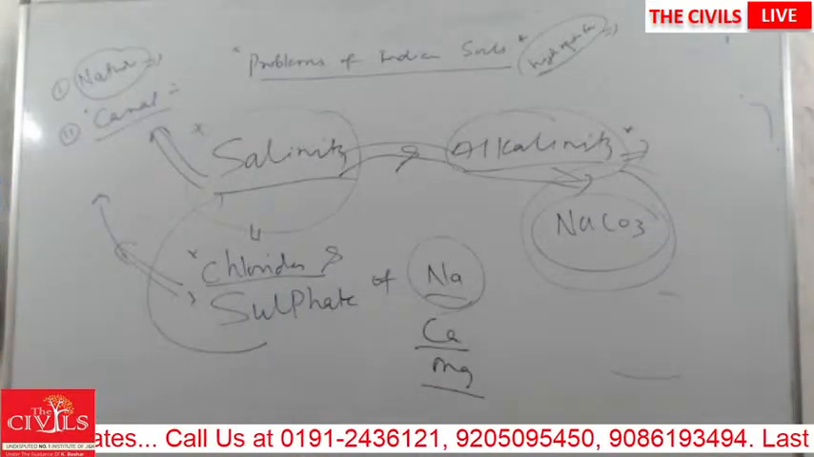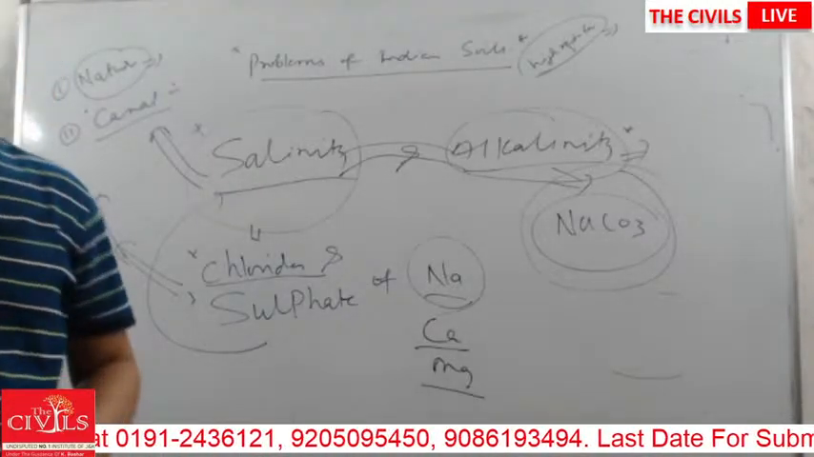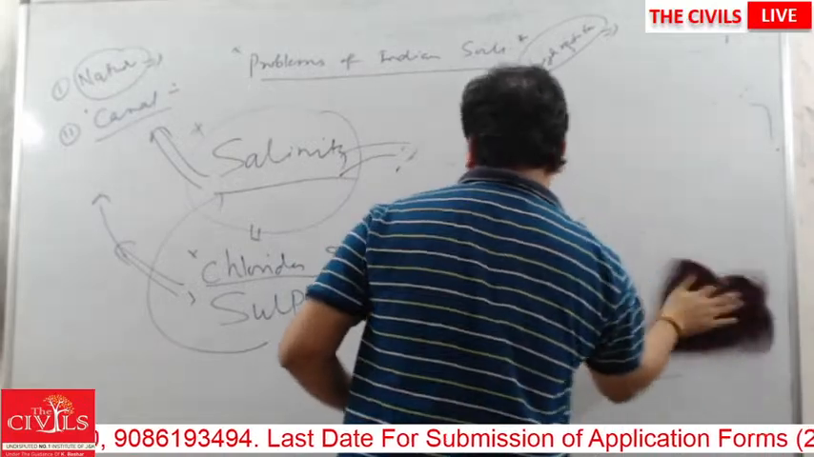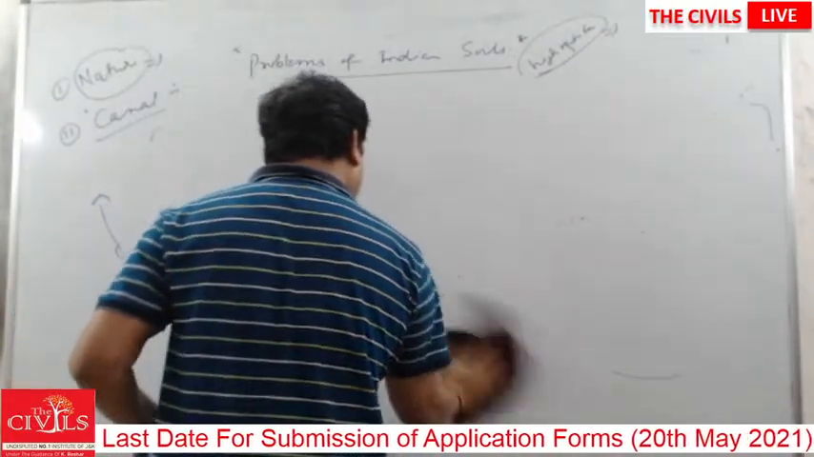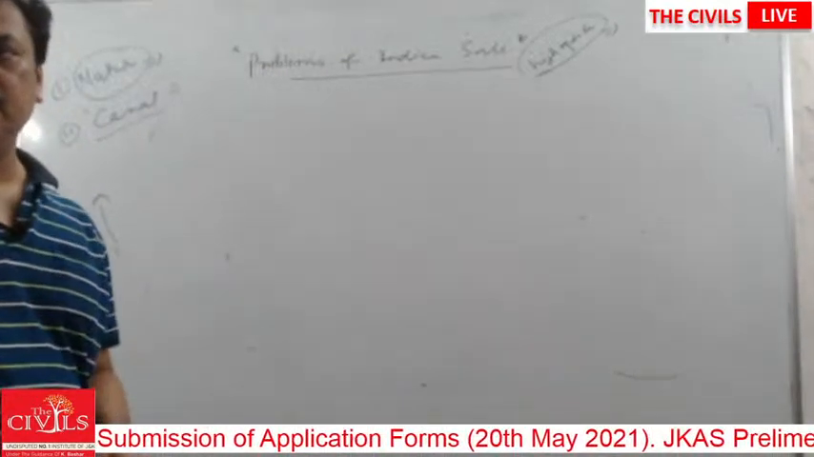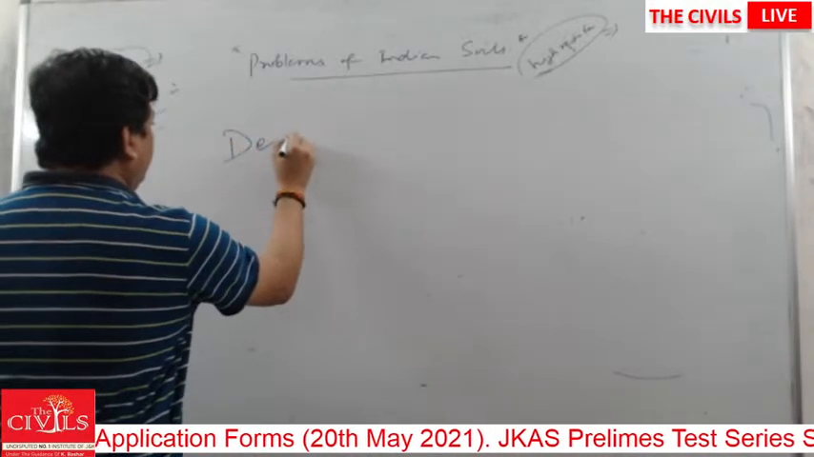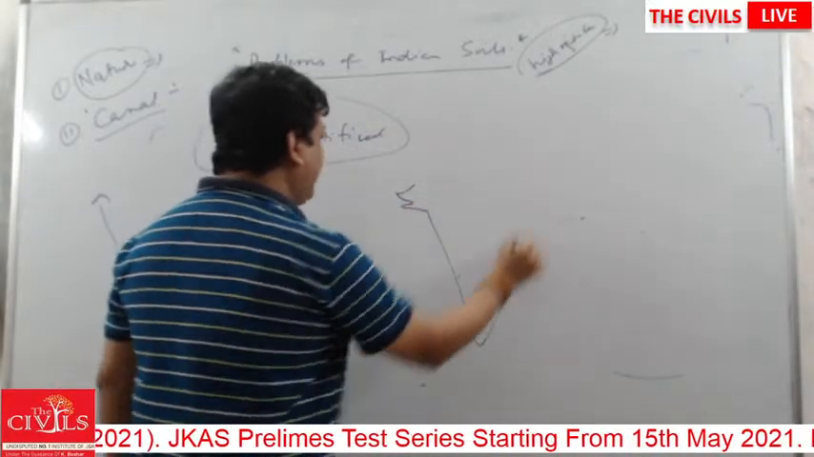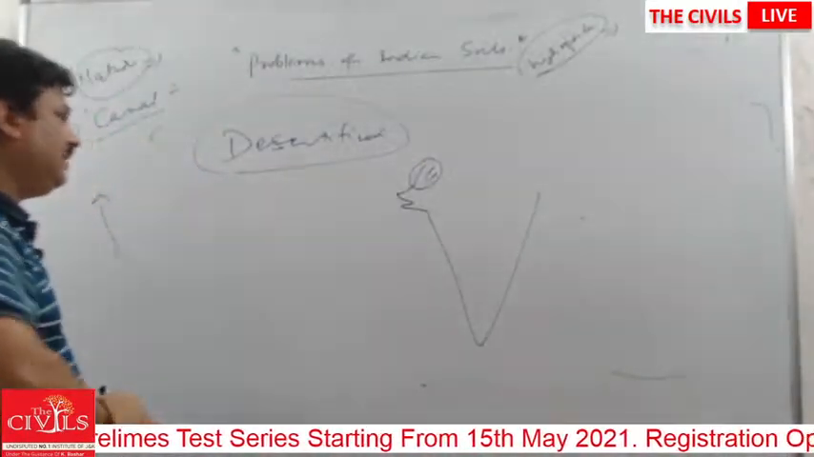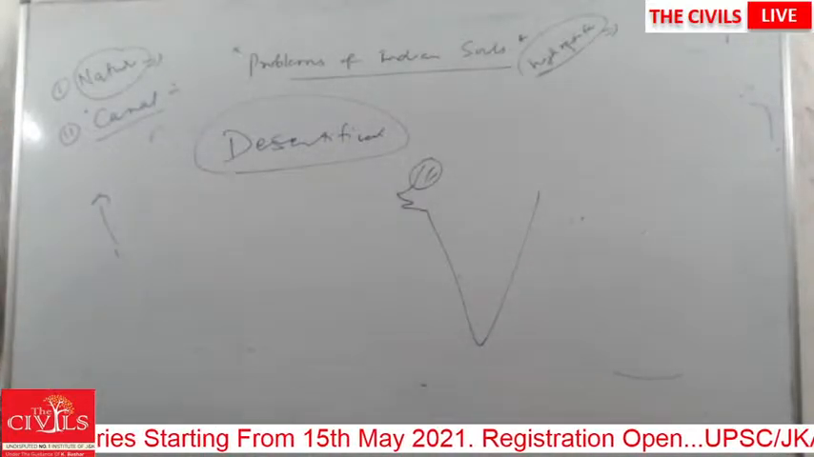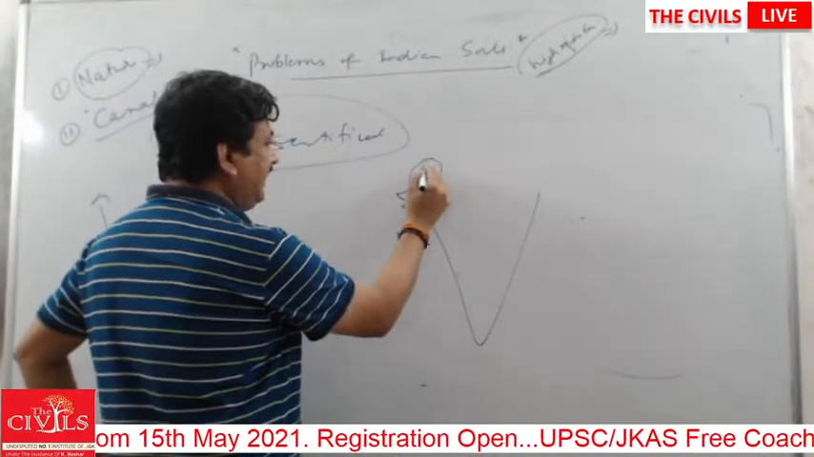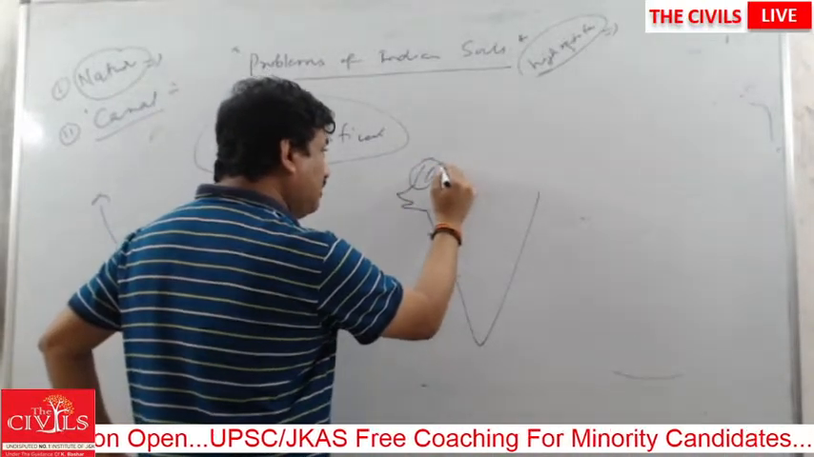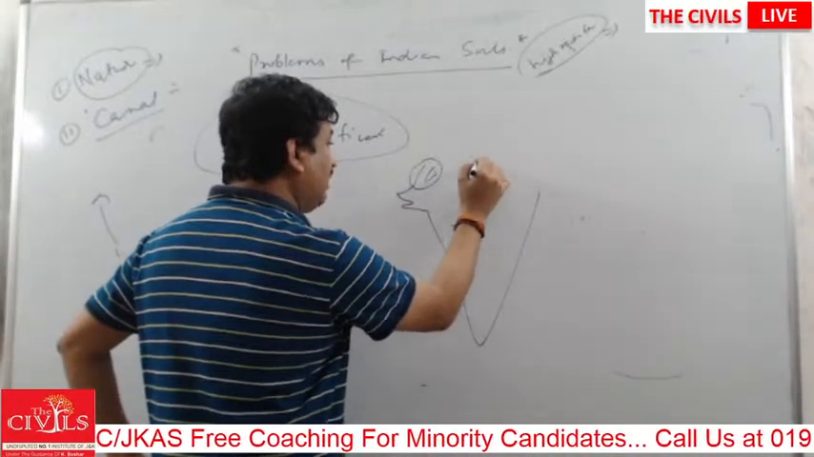Desertification is also one of the problems of soil. Now we all know this part of India, Western Rajasthan, is desert area. Because of very high speed wind, the fine particles of the desert are blown away from this area and deposited in the nearby areas, and this is called desertification.